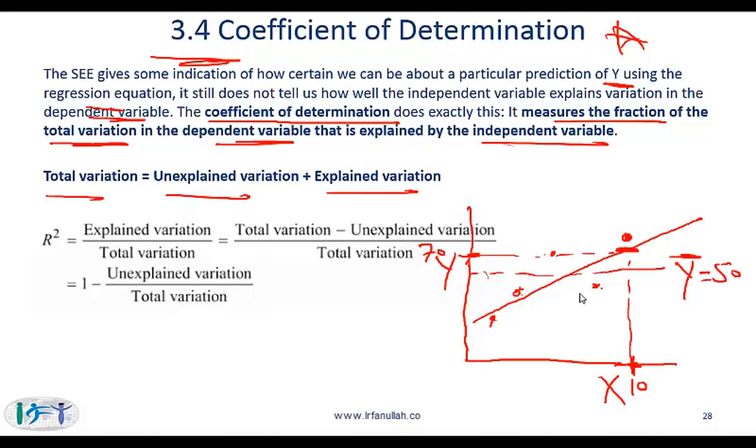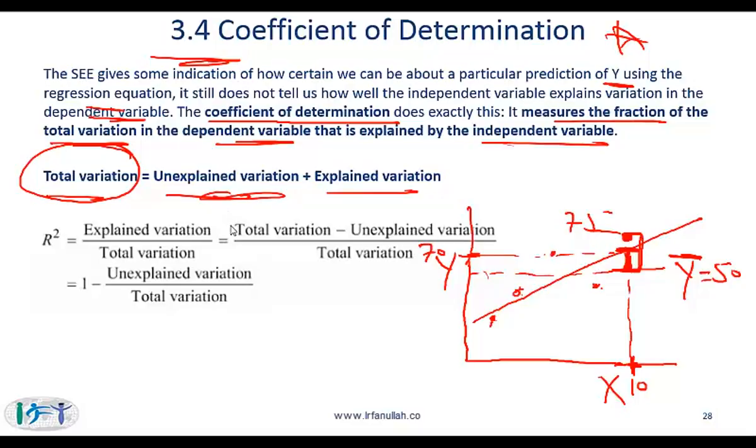All right. When we talk about total variation, the total variation refers to the difference between the actual value of y and the average value. Let's say that the actual value of y is 75. So the total variation is this distance. It's the distance between the actual value of y and the average value of y. Now that total variation has two components. One part is this, which is explained by the regression. That's called the explained variation.